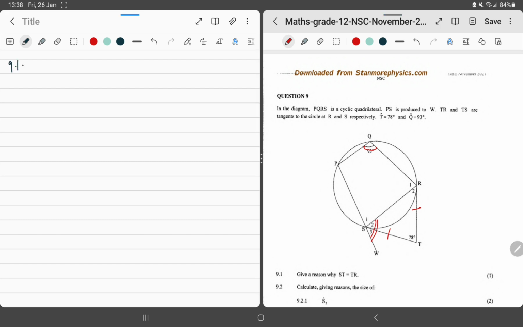9.1. Give a reason why ST is equal to TR. Tangents drawn from a common point.